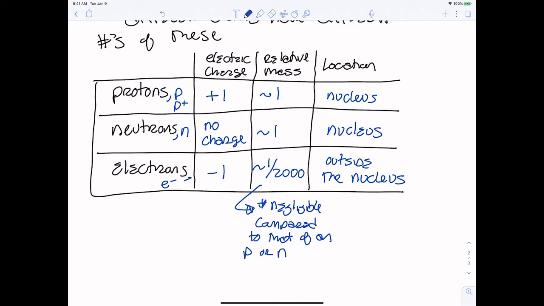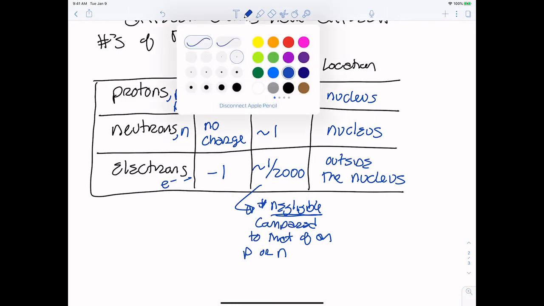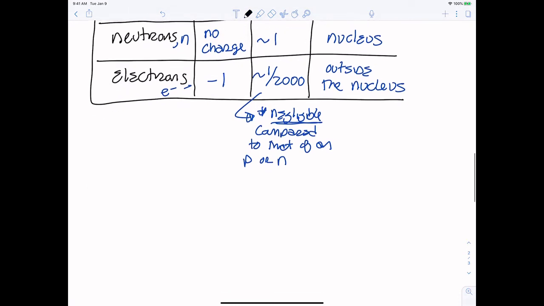And then outside of that, I have incredibly light particles, right? And they have a -1 charge. So most of the mass of my atom actually comes from the nucleus, because we had said that we can often just ignore the mass of our electrons. So let's write a little bit more about that nucleus.